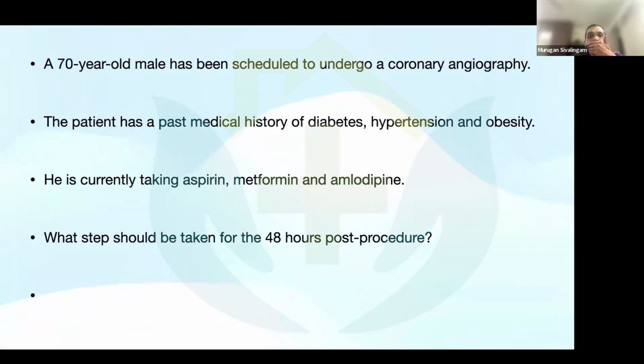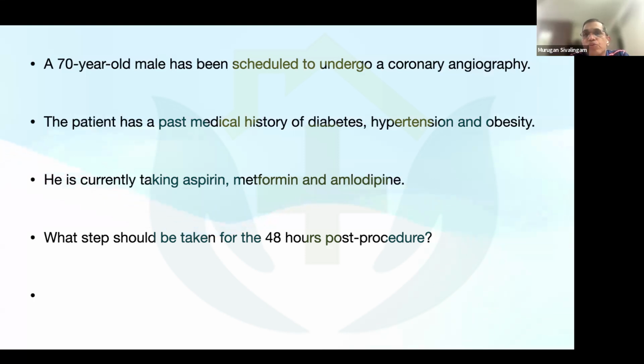Right, next question. A 70-year-old male has been scheduled to undergo coronary angiogram for evaluation of cardiac disease. He's got a medical history of diabetes, hypertension, and obesity. He's currently taking ecosprin, metformin, and amlodipine. What steps should be taken for 48 hours post-procedure?